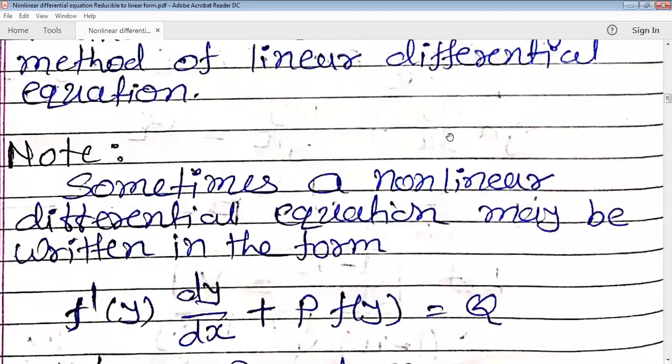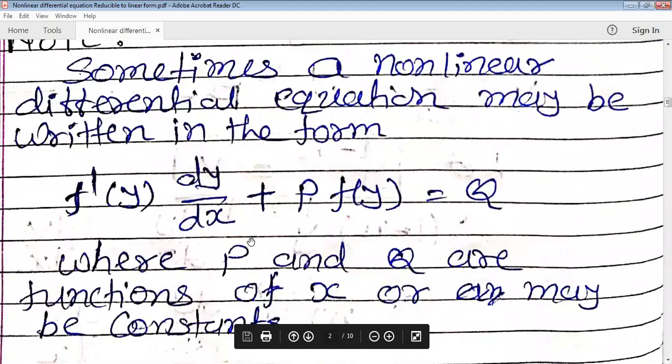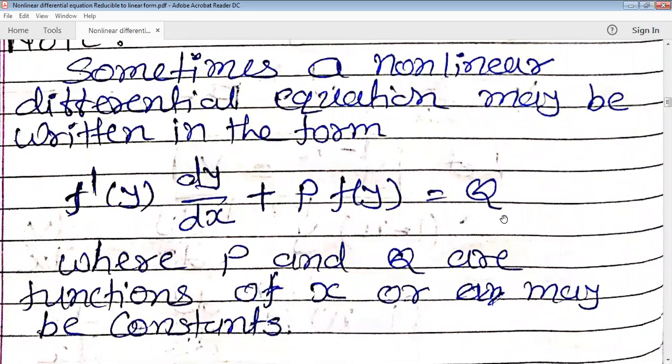Sometimes a non-linear differential equation may be written in the form f dash y dy by dx plus p into f of y is equal to q.